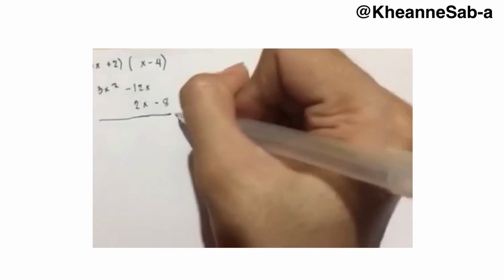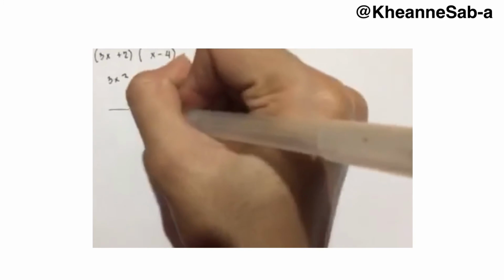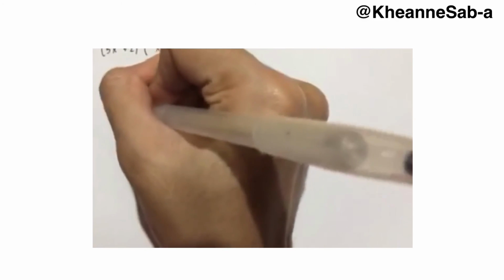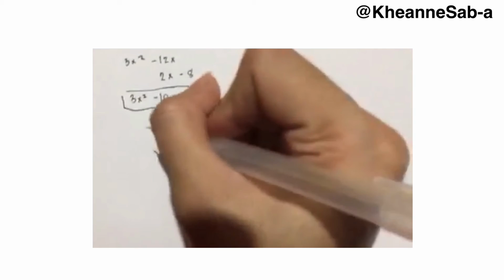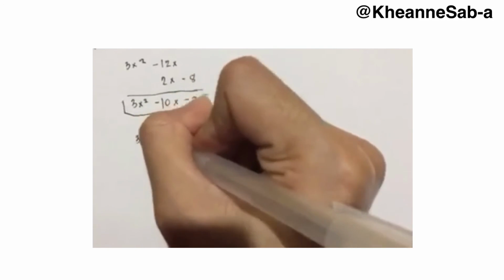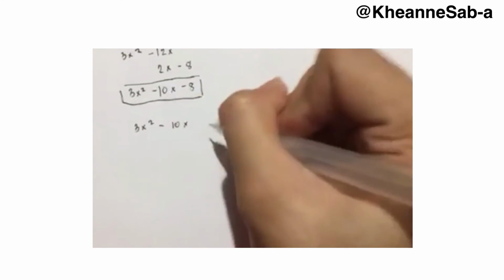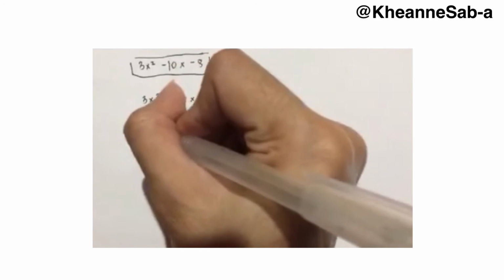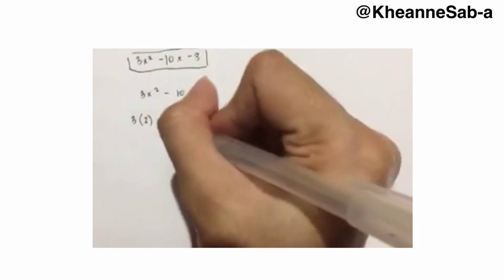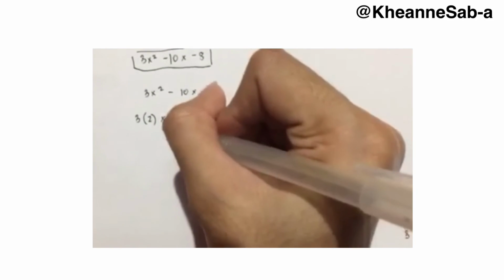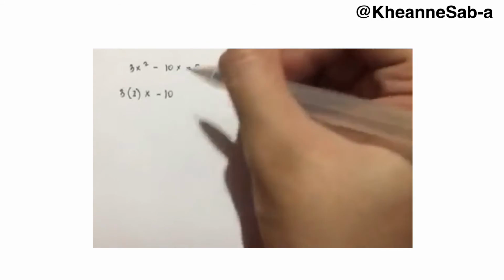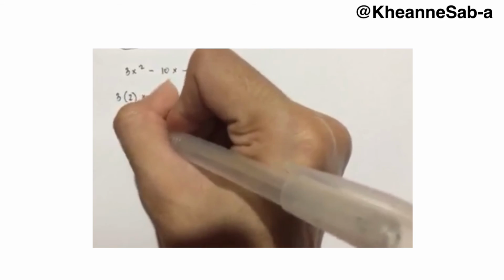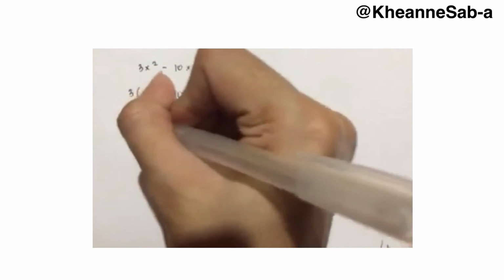And simplify. Negative 8, negative 10x, and 3x squared. We're going to use this in differentiating. So this will be 3x squared minus 10x minus 8. 3 times 2, we're going to bring down 2. Then x, 2 minus 1 will be 1. So we're going to put x. Then 10, and the constant number will be 0. Multiply 3 times 2 equals 6x minus 10. So this will be our final answer.